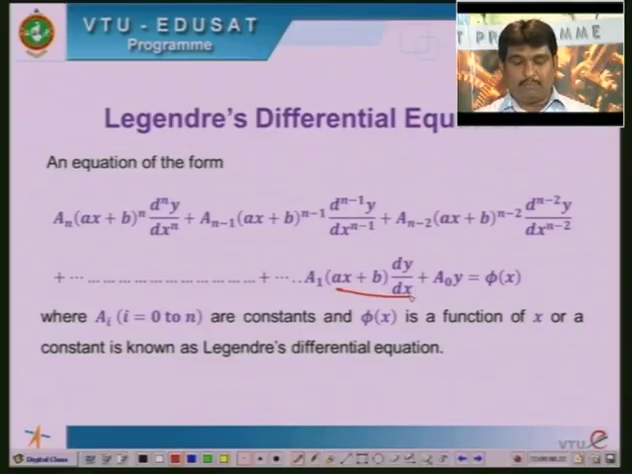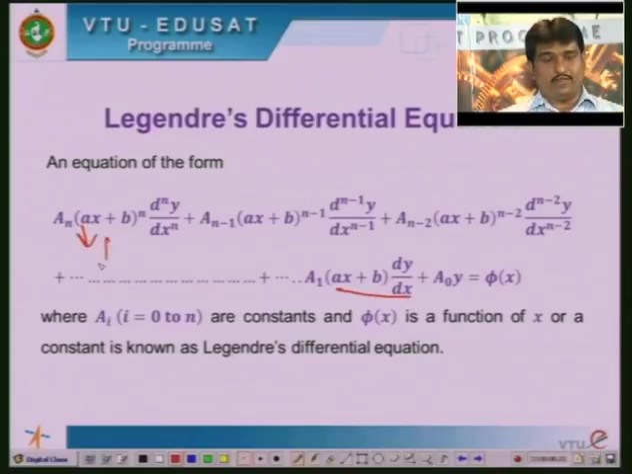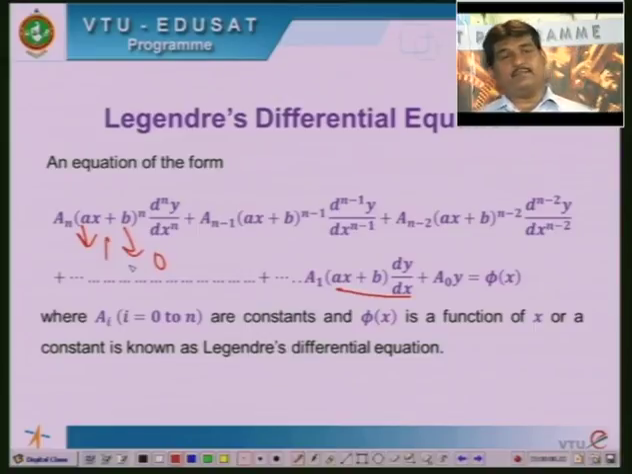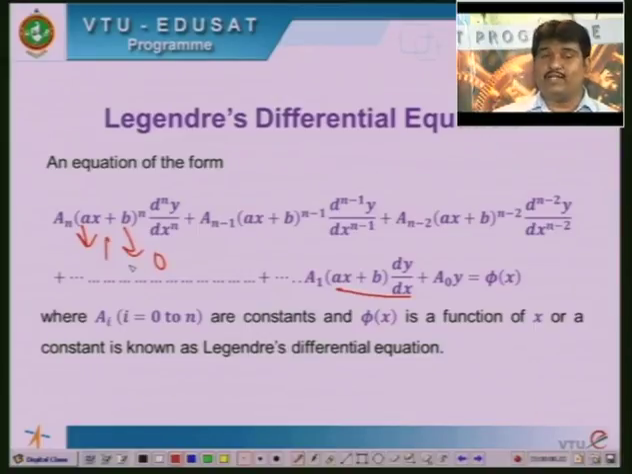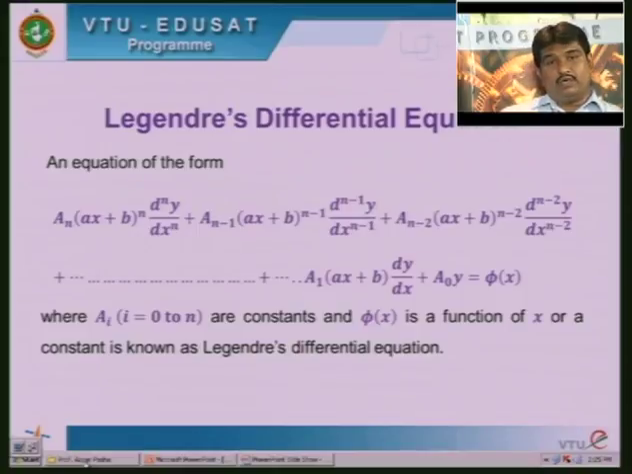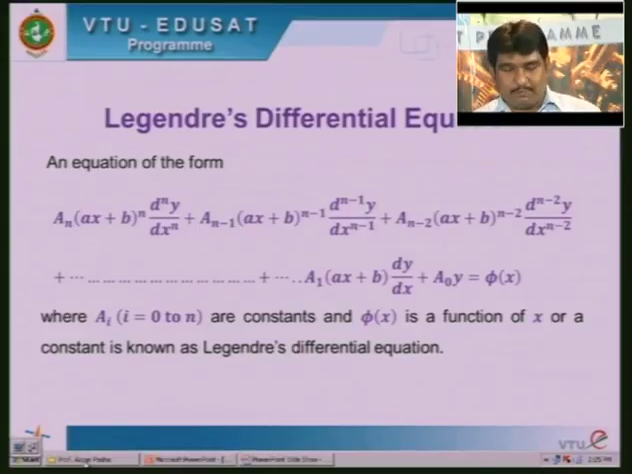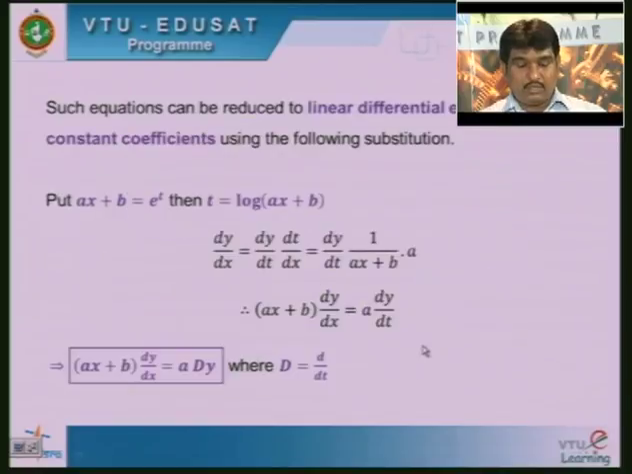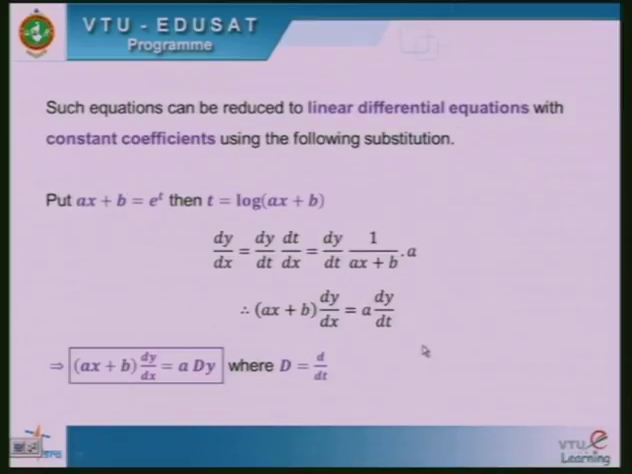So it follows a pattern similar to Cauchy's differential equation. This reduces to Cauchy's differential form when a is 1 and b is 0. In that case it becomes an into x to the power of n, the nth derivative of y with respect to x. So the procedure of solving Legendre's differential equation remains the same as Cauchy's differential equation. We need a suitable substitution. In Cauchy's it was x, here it is ax plus b. So the substitution is: put ax plus b equals t.